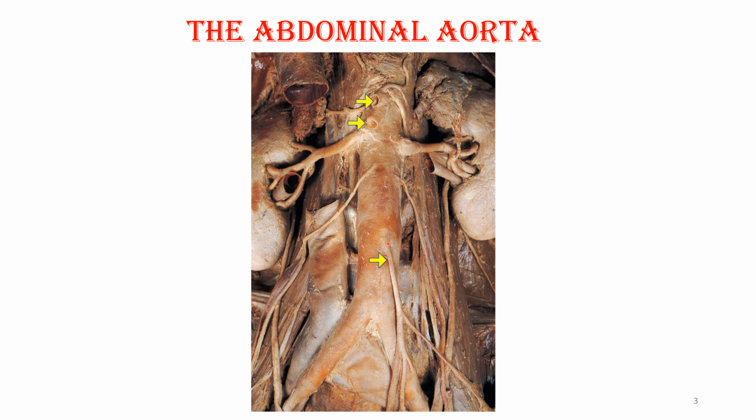The third artery is the artery of the hindgut, which is the inferior mesenteric artery, starting from the last point to the junction between the upper 2/3 and the lower 1/3 of the anal canal. These are the three arteries: the celiac at the level of the upper border of the first lumbar, superior mesenteric at the level of the lower border of the first lumbar, while the inferior mesenteric at the level of the third lumbar vertebra.